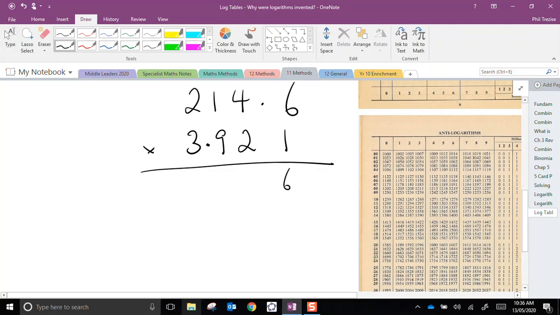1 times 6 is 6. 1 times 4 is 4. 1 times 1 is 1. 1 times 2 is 2. Put a placeholder. 2 6s are 12. Carry the 1. 2 4s are 8 and 1 is 9. 2 1s are 2. 2 2s are 4. Put 2 placeholders. Now 9 times 6 is 54.